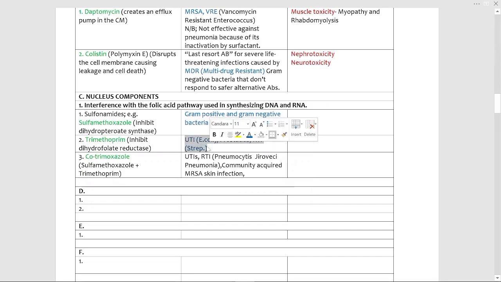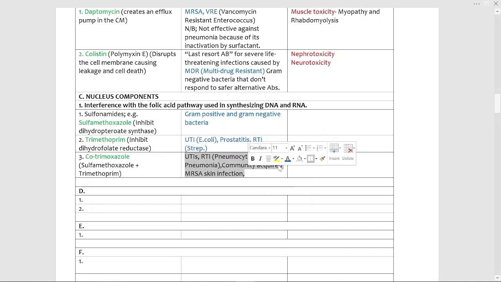In this group, the most famous drug in this category, which you will come across commonly, is cotrimoxazole. Just know that these drugs work by inhibiting two steps in the folic acid pathway. They act on dihydrofolate synthase through sulfamethoxazole, and on dihydrofolate reductase through trimethoprim.